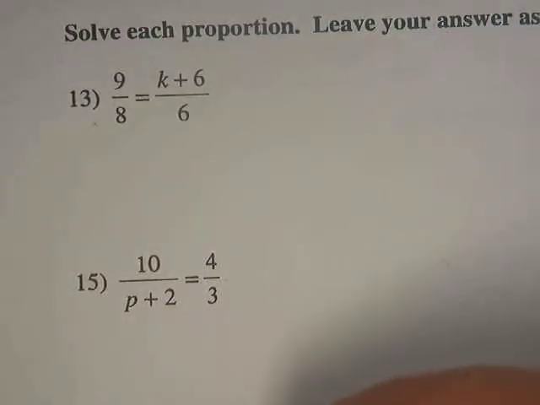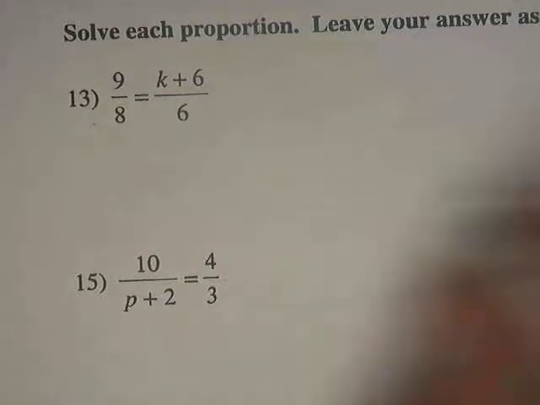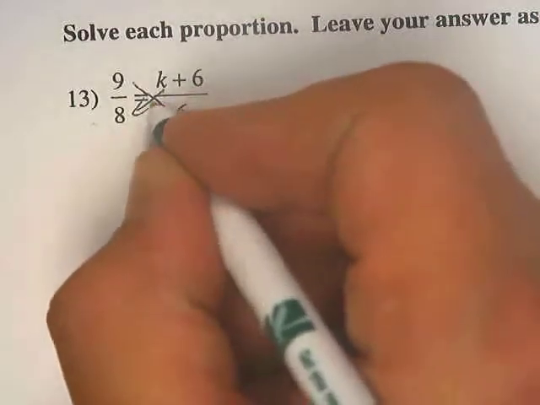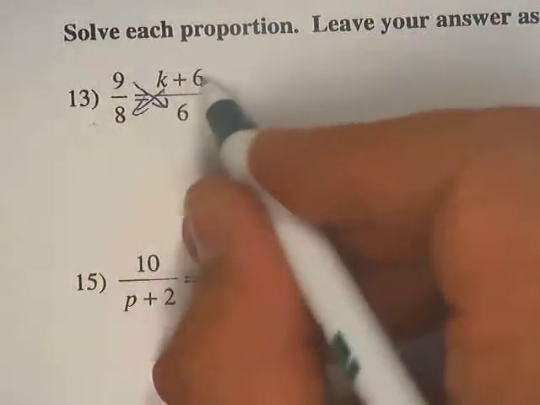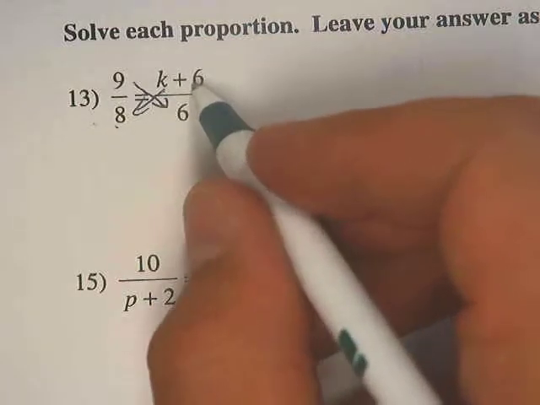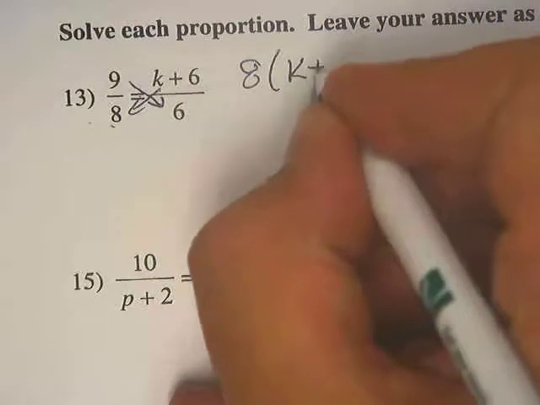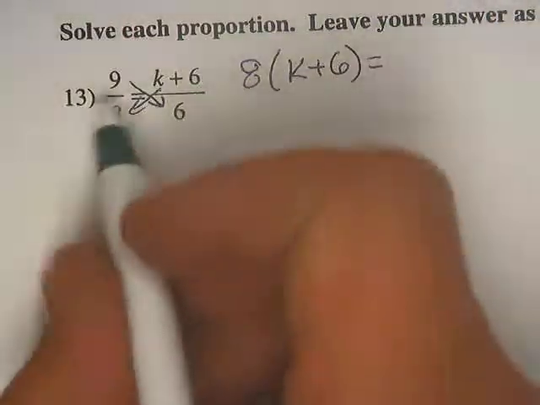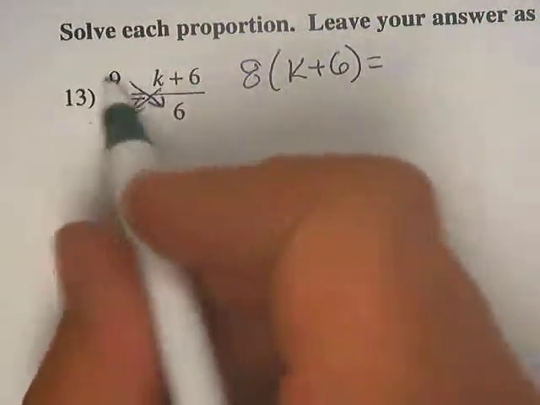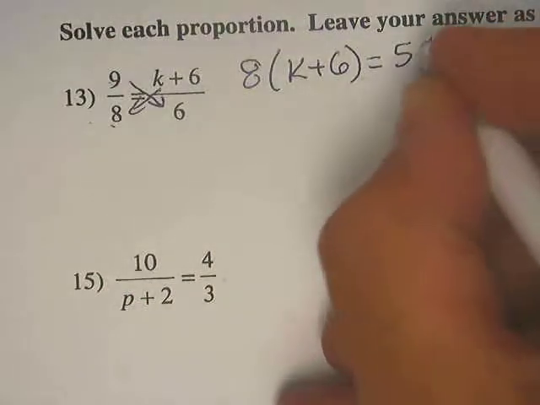If you look at number 13, 13 is very different from the other problems. 13, I would not use the shortcut method on. I would just cross multiply. When I cross multiply, I'm multiplying 8 times k plus 6. That's very important. I put parentheses around the k plus 6.